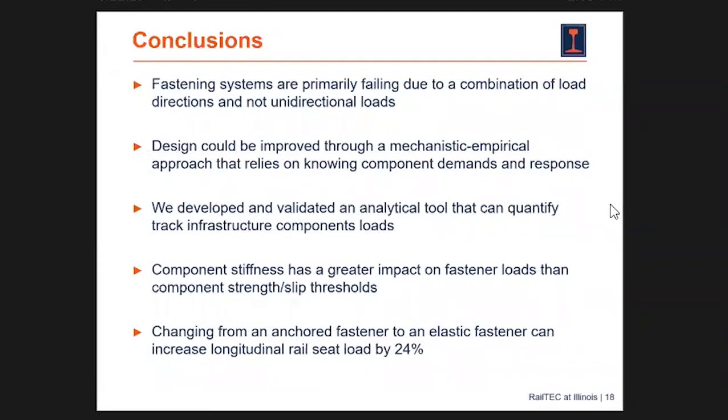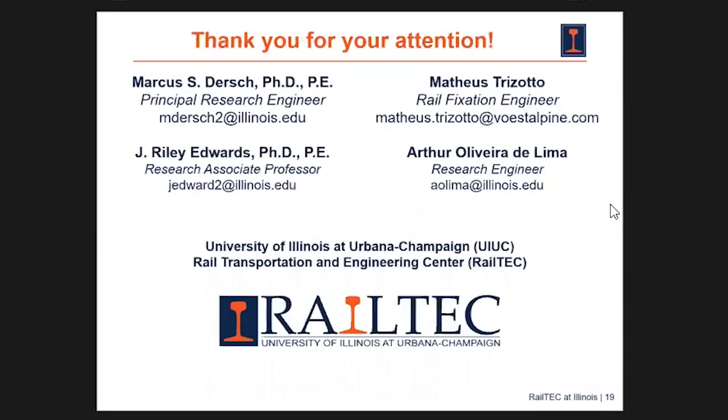We could be striving to communicate better between mechanistic data that we can quantify as well as the empirical data on how these systems are behaving. And changing from an anchored system to an elastic fastener can increase the longitudinal rail seat load by 24%. And so just being able to understand what we think might be small changes can actually make a really big change in the end. So with that, I appreciate your time and look forward to answering questions if I have any time for it.